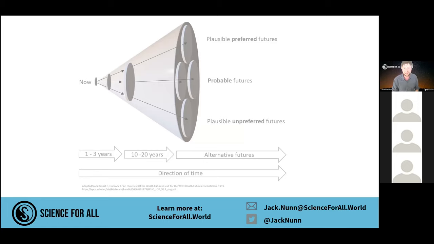And this is a little diagram I like, adapted from a World Health Organization paper from the 90s. It looks at time as a kind of cone of possibility. And basically, there are plausible preferred futures and plausible unpreferred futures. For example, it's plausible that we could have irreversible climate change, and it's plausible that we could pause or reverse it. Those things are both possible. The choices and decisions we make now as a species will determine those futures.